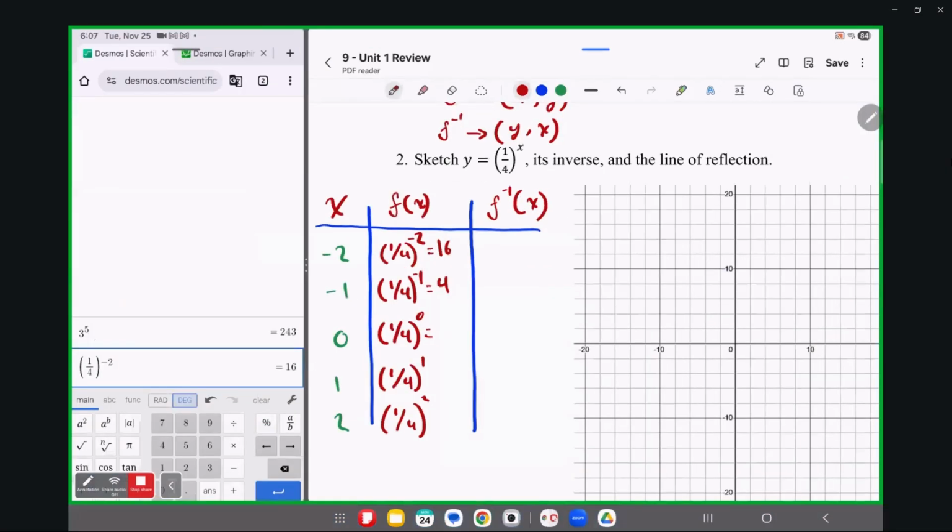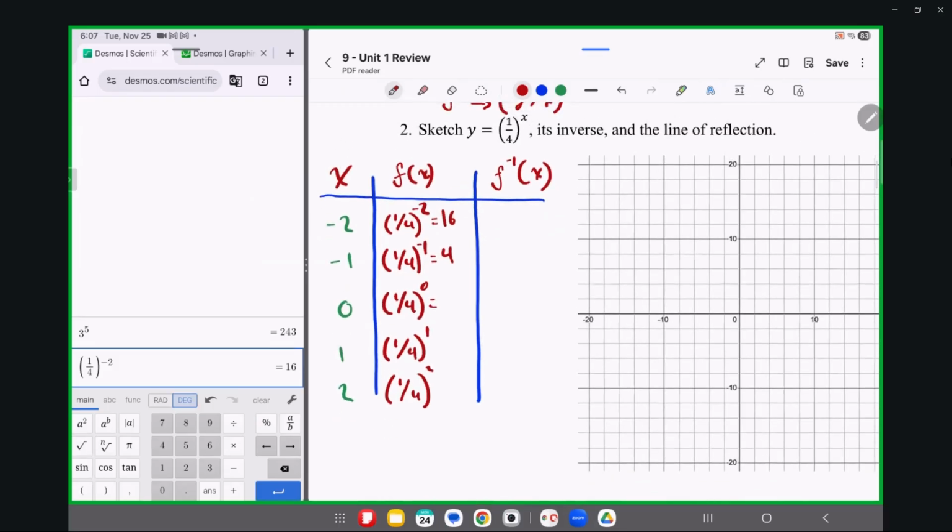Okay, we're back. So just to give a quick little review here, we wanted to sketch y is equal to 1/4 to the power of x, its inverse, and the line of reflection. So for x values, we chose -2, -1, 0, 1, and 2. For f of x values, we just evaluate our function at each of those points. So in the calculator here, we did 1/4 to the power of -2. The next one would be 1/4 to the power of -1, which is 4, and we evaluate them from there.